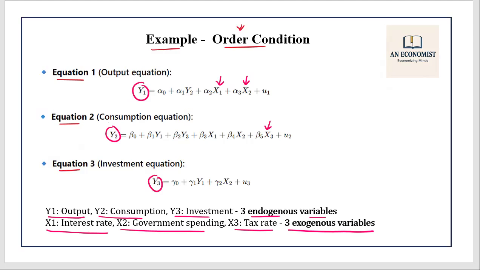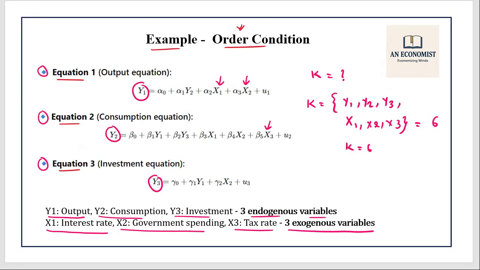Now, from these equations, can you pause the video and think what the value of k will be? Remember, k is the total number of endogenous and exogenous variables in the entire system. So combining equation 1, equation 2, and equation 3, how many total variables are there? K consists of all the endogenous variables, that is y1, y2, y3, and also all the exogenous variables, which are x1, x2, and x3. So how many variables are there? 6. So the value of K will be 6, and that will be the same for all the equations when you consider the order condition.